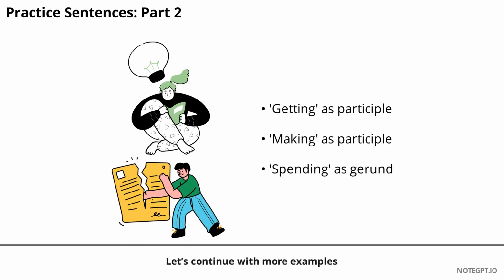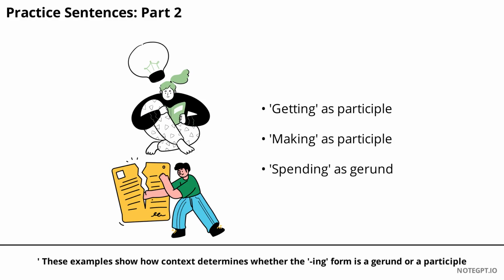Let's continue with more examples. In "She is getting married in July," getting is a present participle, part of the verb phrase "is getting." In "The bird is making its nest," making is a present participle as well. But in "He does not enjoy spending a lot of time on social media," spending is a gerund, the object of "enjoy." These examples show how context determines whether the "-ing" form is a gerund or a participle.